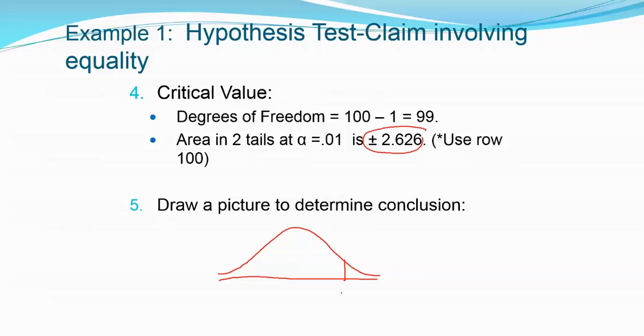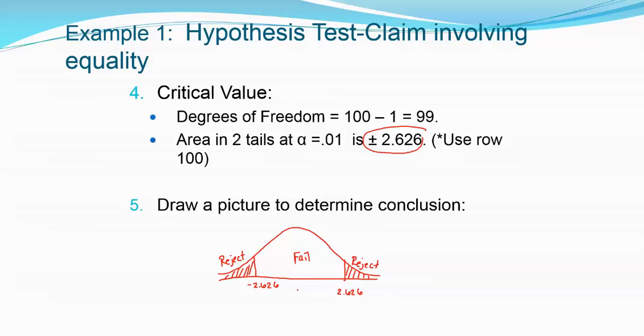So we have critical value 2.626, and then we have the negative 2.626. And then the tails are going to be the critical regions. So if our test statistic falls in those tails, then we decide to reject the null. If it doesn't, we decide to fail to reject the null.